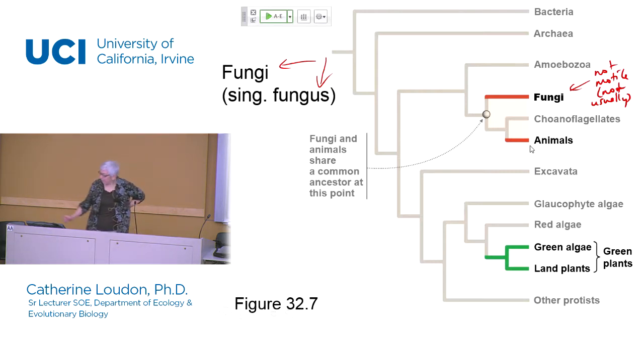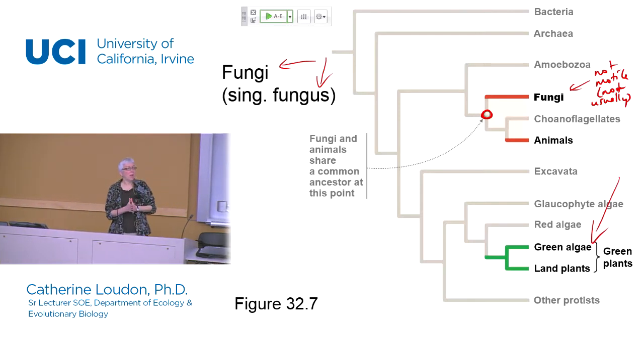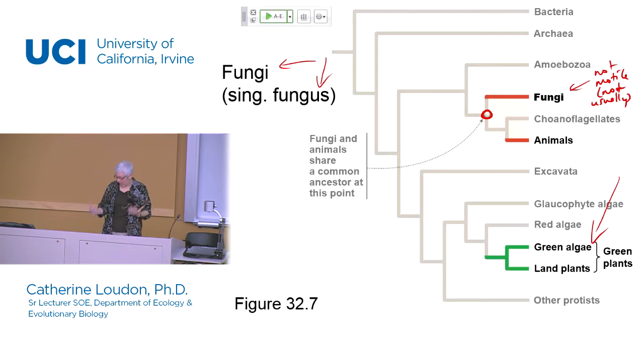So why is it then that in fact, fungi and animals are much more closely related to each other, right? Here's our most recent common ancestor between the animals and the fungi, and then green plants are way over here as a very, very distant relative. The relationships reflect the major differences in how we make our living.